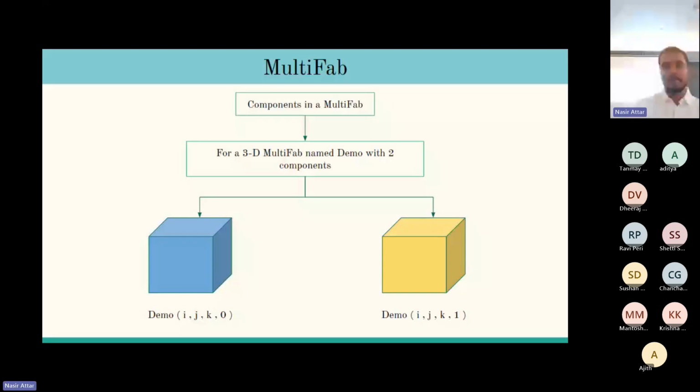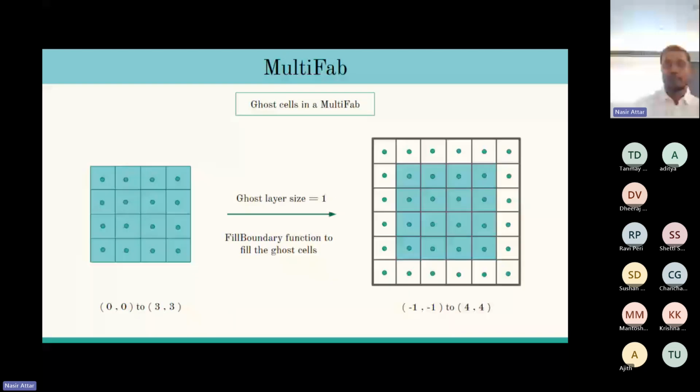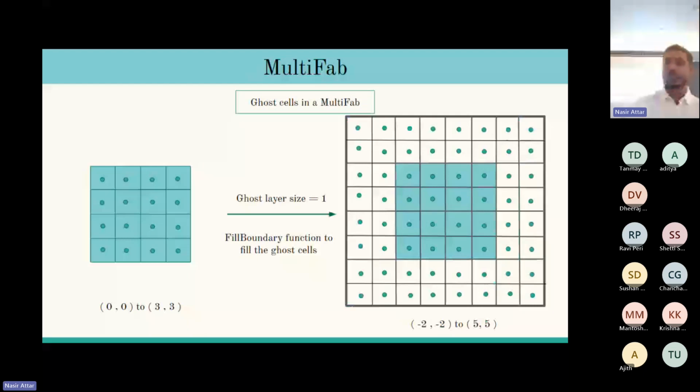So ghost cells are actually extra cells that are added to the boundary of each grid. It ensures that data from the neighboring grids is always available to each grid. That ensures that each processor has the data it needs even when the other grids are available to other CPUs. So here we can see a multifab with a single layer of ghost cells. We can also use multiple layers of ghost cells based on the stencil width we require.